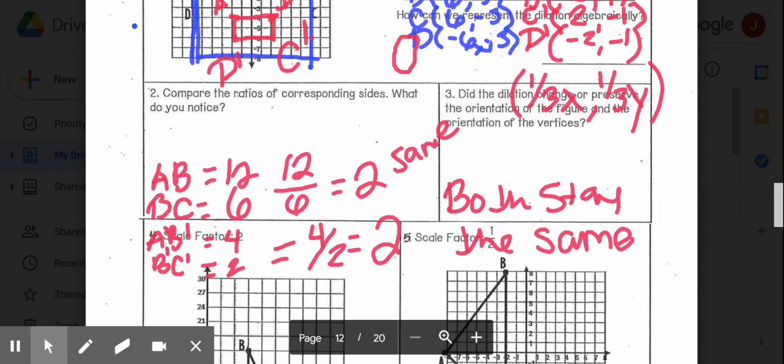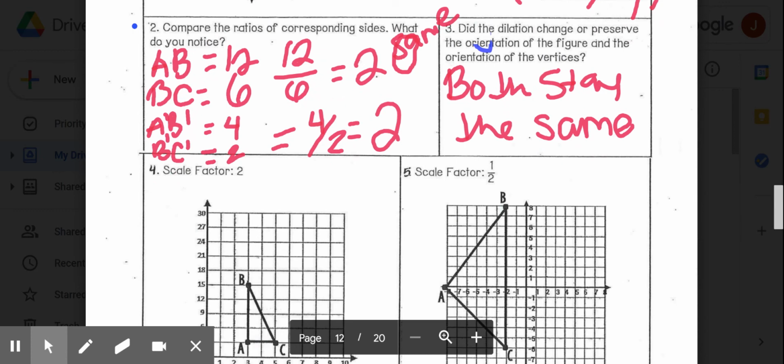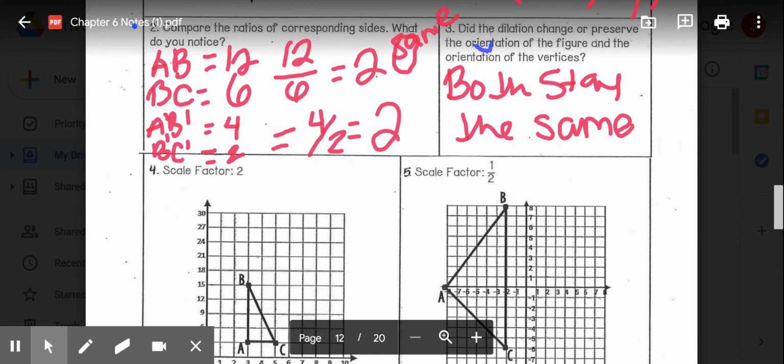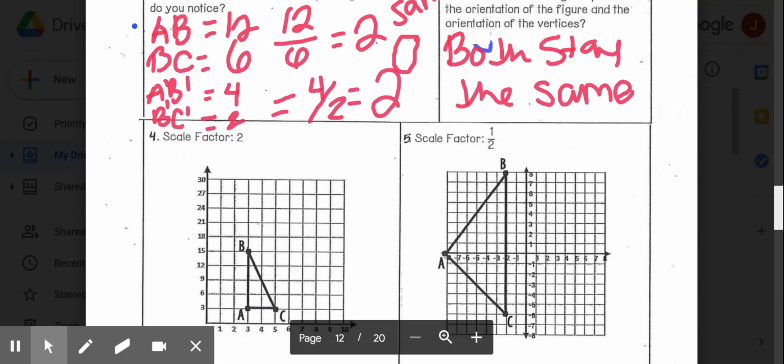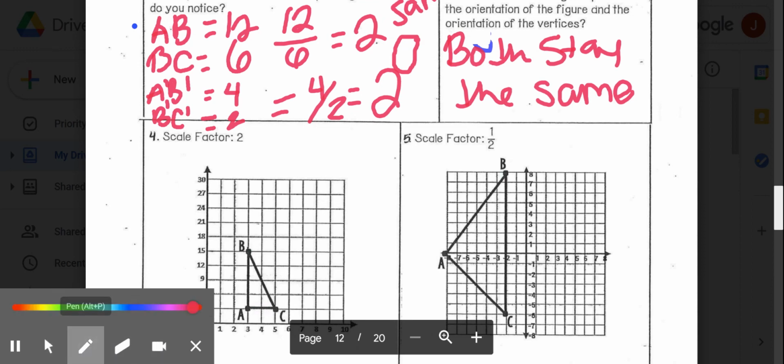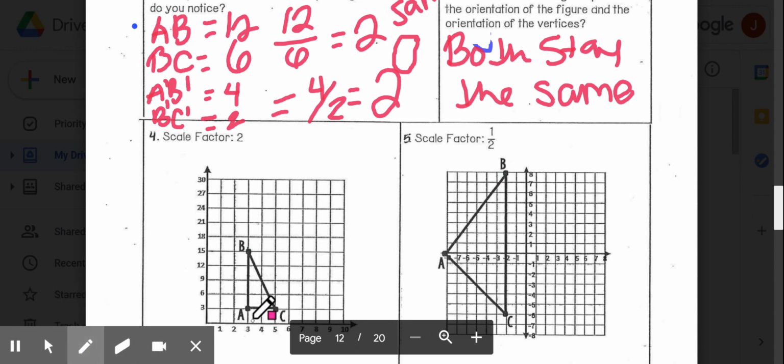All right, the last thing we're going to do here is perform one dilation on the coordinate plane. Just one more here. Number 4 says dilate this triangle with a scale factor of 2. So again, we're multiplying each ordered pair by the scale factor to get the new point. Here, A is at the point 3, 3. Make sure you're paying attention to the scale here, that this y-axis is going by 3s. Then we're going to multiply that by 2 to get our new image.